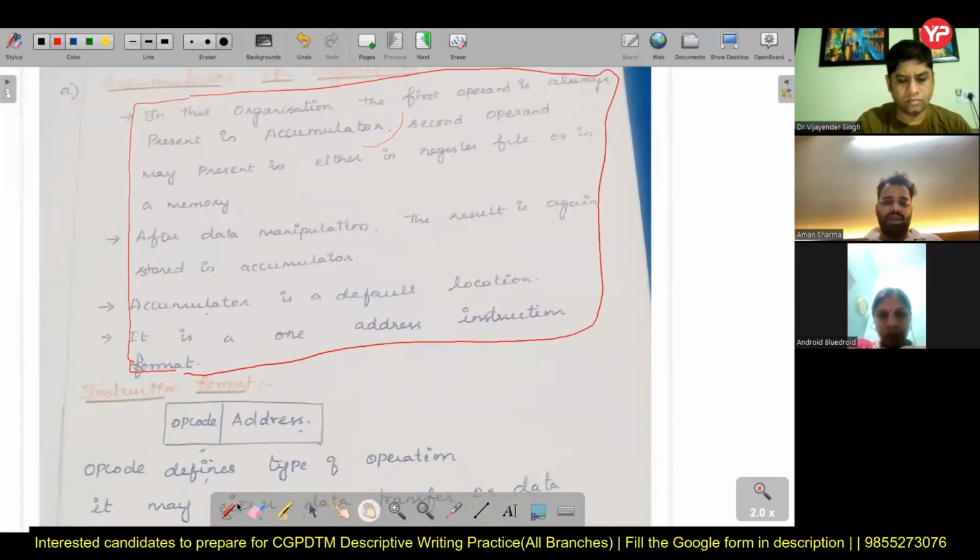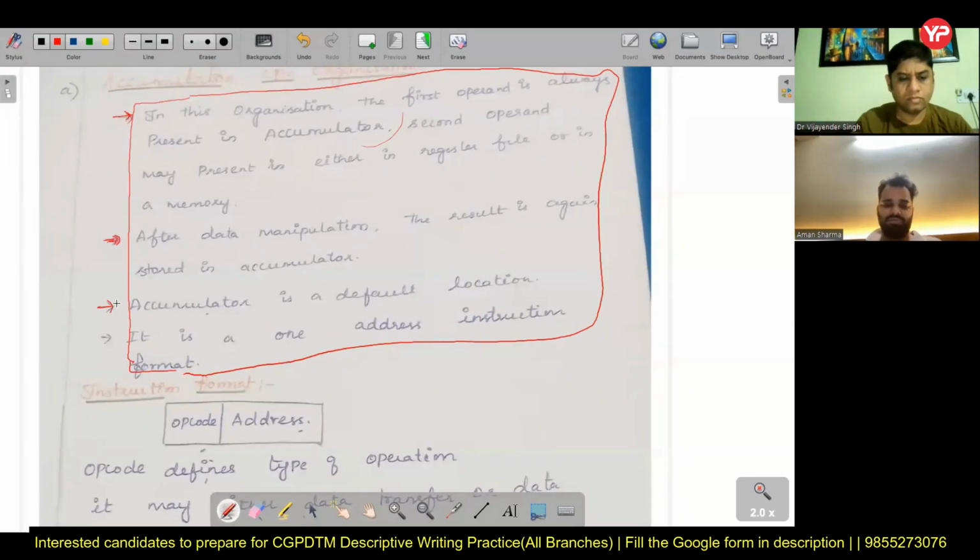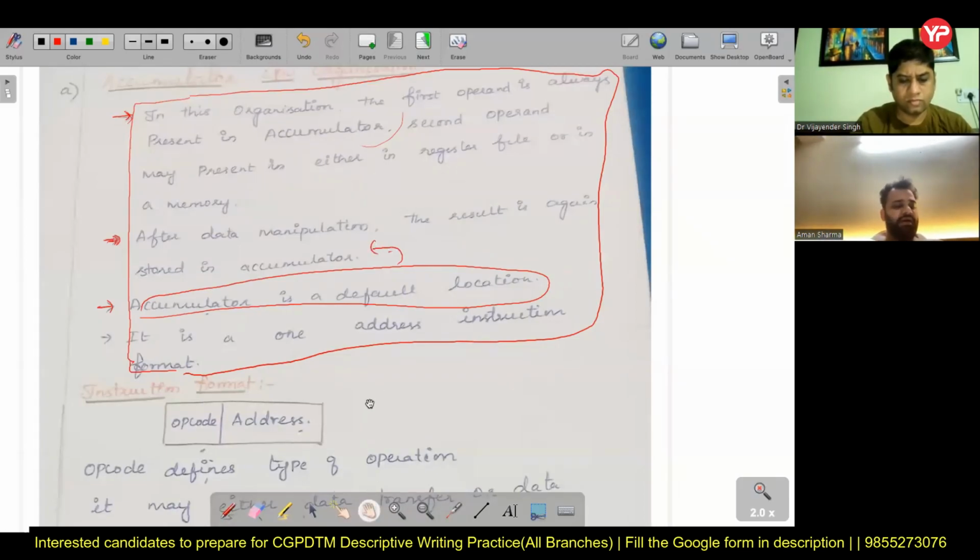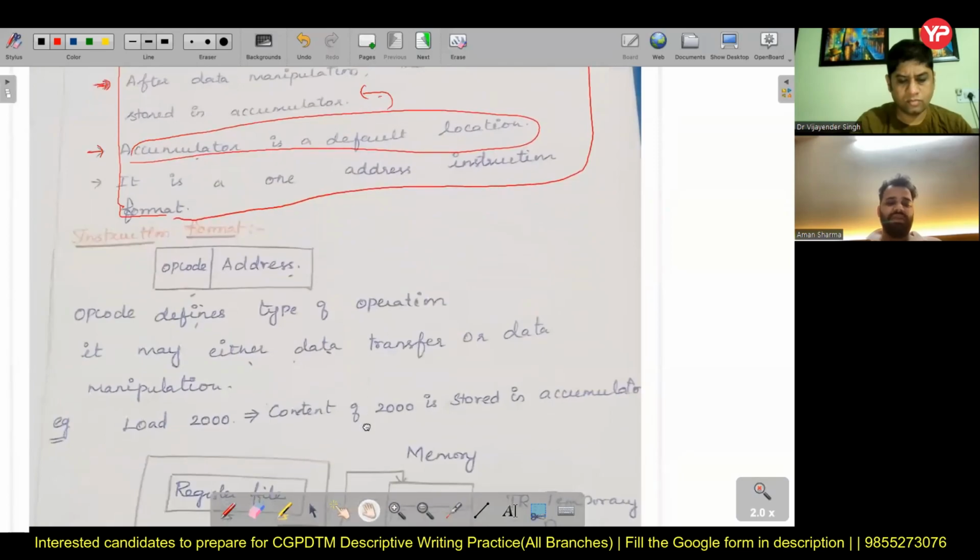Make the points only when they are relevant. You are making redundant points which you can include in the previous point also. For example, after data manipulation the result is stored in the accumulator. The accumulator is a default location, so this can be included in that point. After that, the question asks you to explain the working using instruction design.